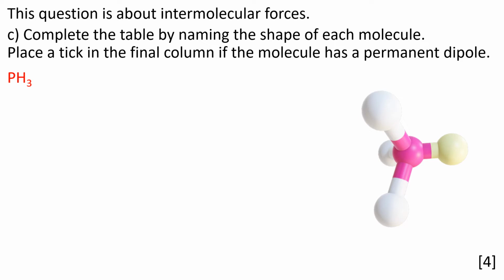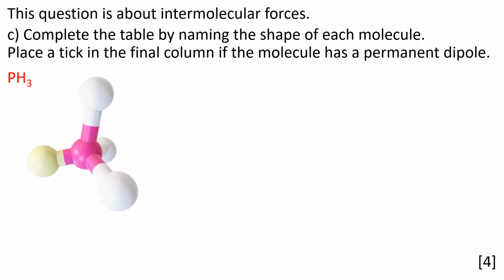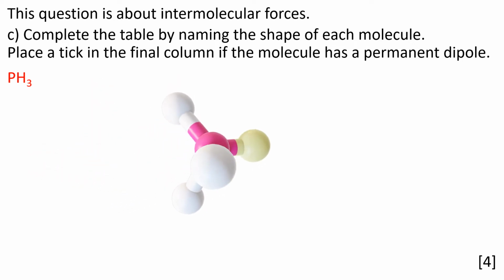And if there was a positive charge on the right hand side of the screen, the lone pair of electrons and the slightly negative phosphorus will go to that positive side. So overall in 3 dimensions this is not symmetrical, so the bond dipoles do not cancel out. So the phosphorus, 3 bond pairs, 1 lone pair, is a pyramidal shape, and it has got a permanent dipole overall.